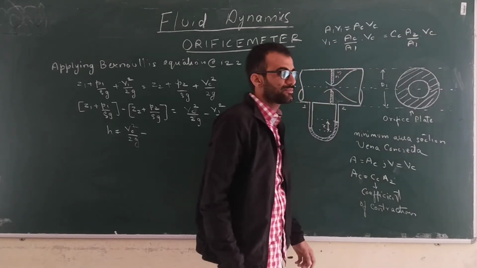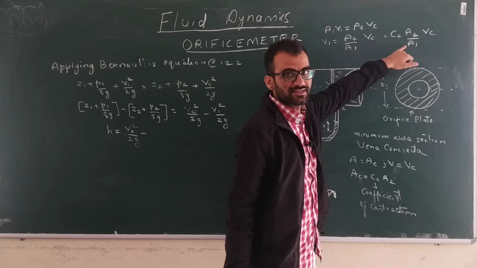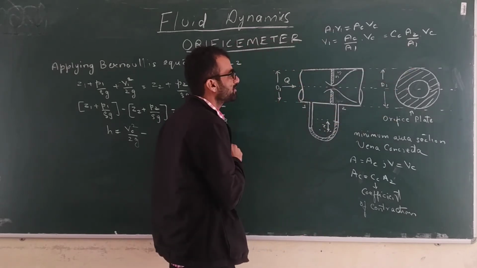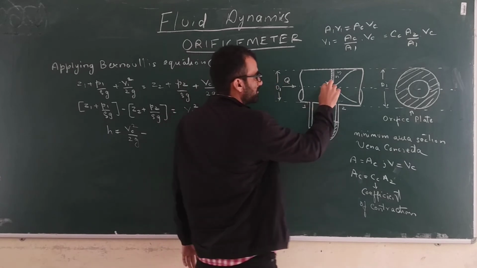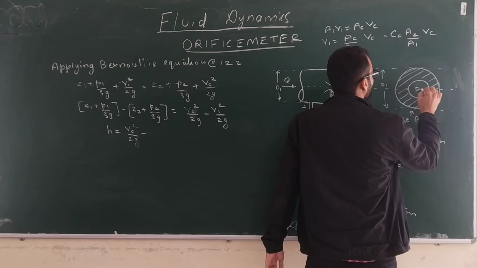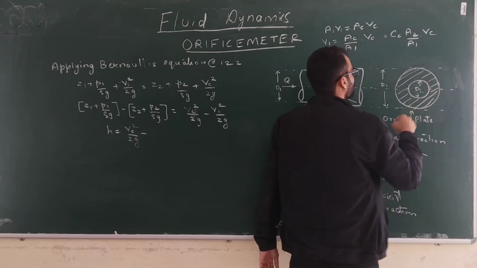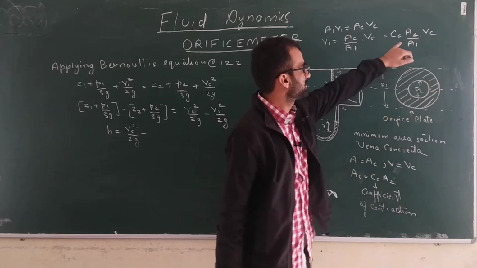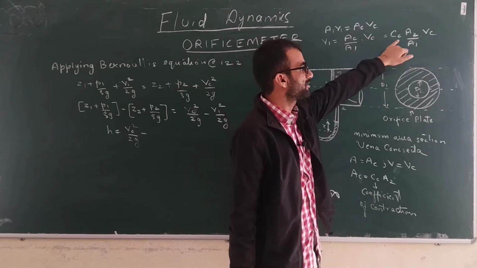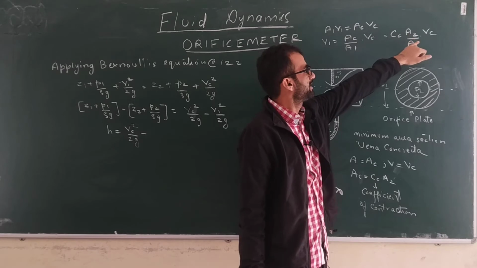Why do we write it in this way? Because A2 and A1 are quite measurable. A1 is pi by 4 d1 square. A2 will be pi by 4 d2 square. This diameter d2, this opening, we can measure. So A1 and A2 we can know, so this is quite easy to calculate. That's why we represent the area of vena contracta in terms of the coefficient of contraction and the area of the opening.